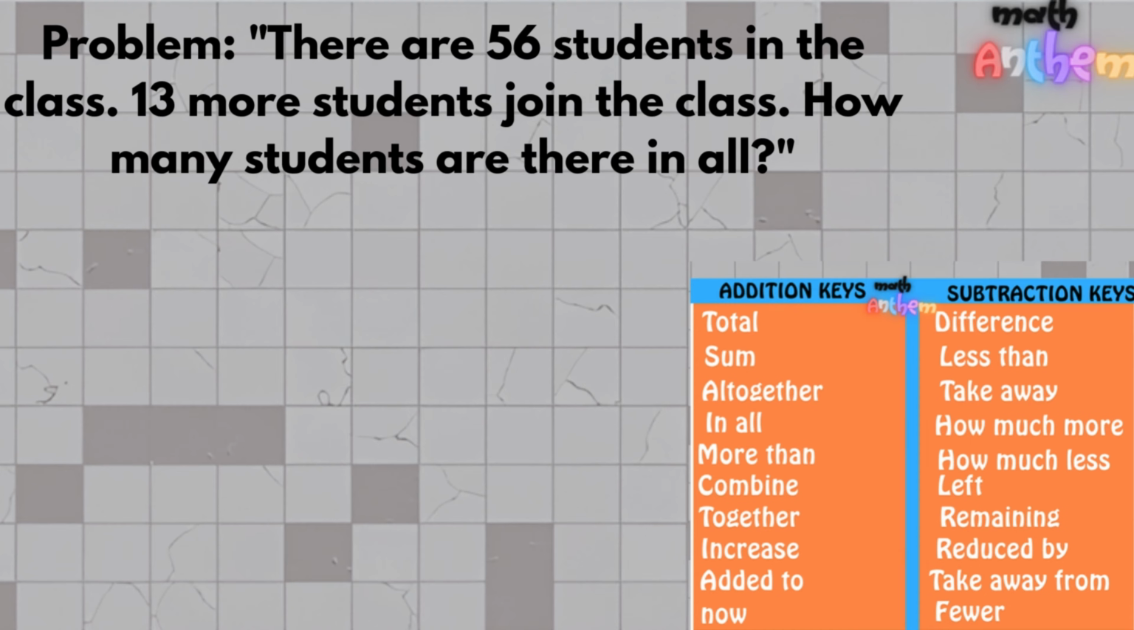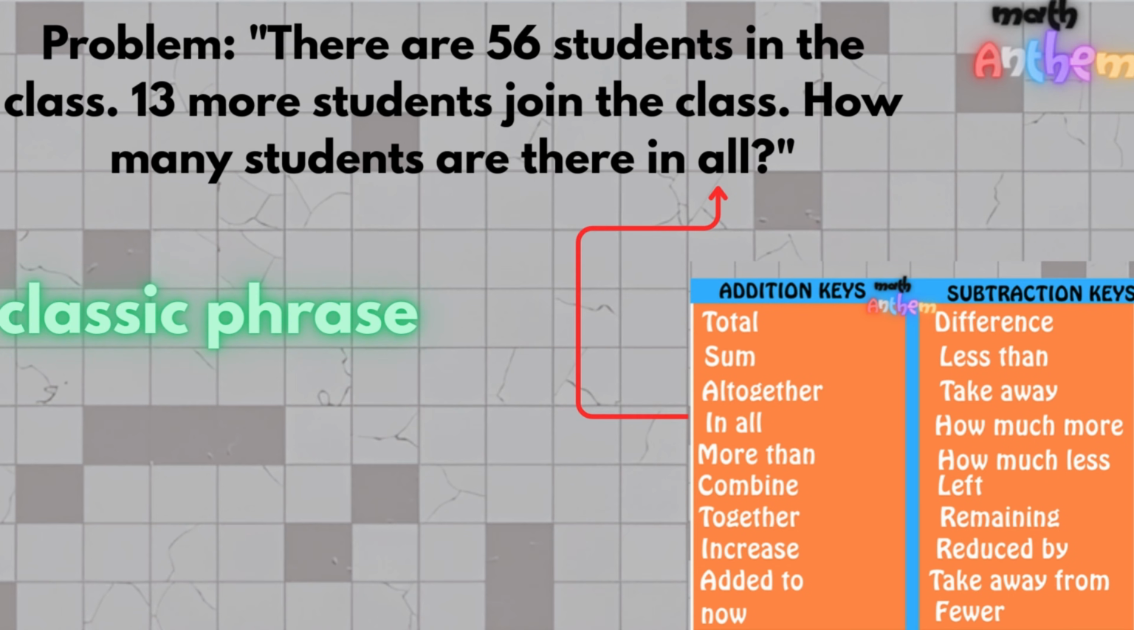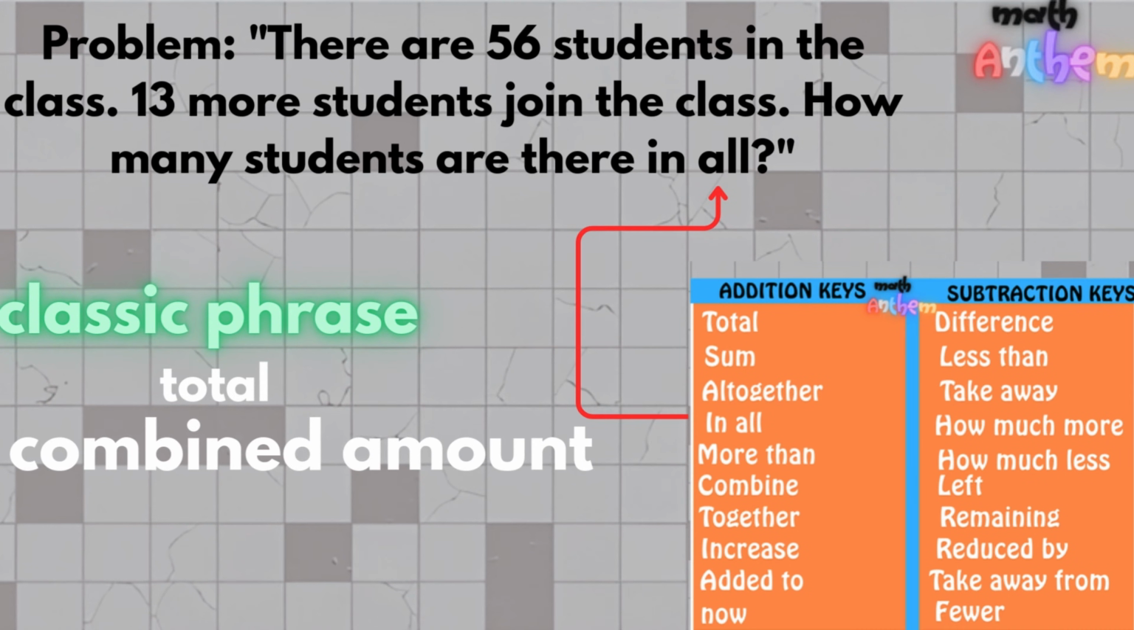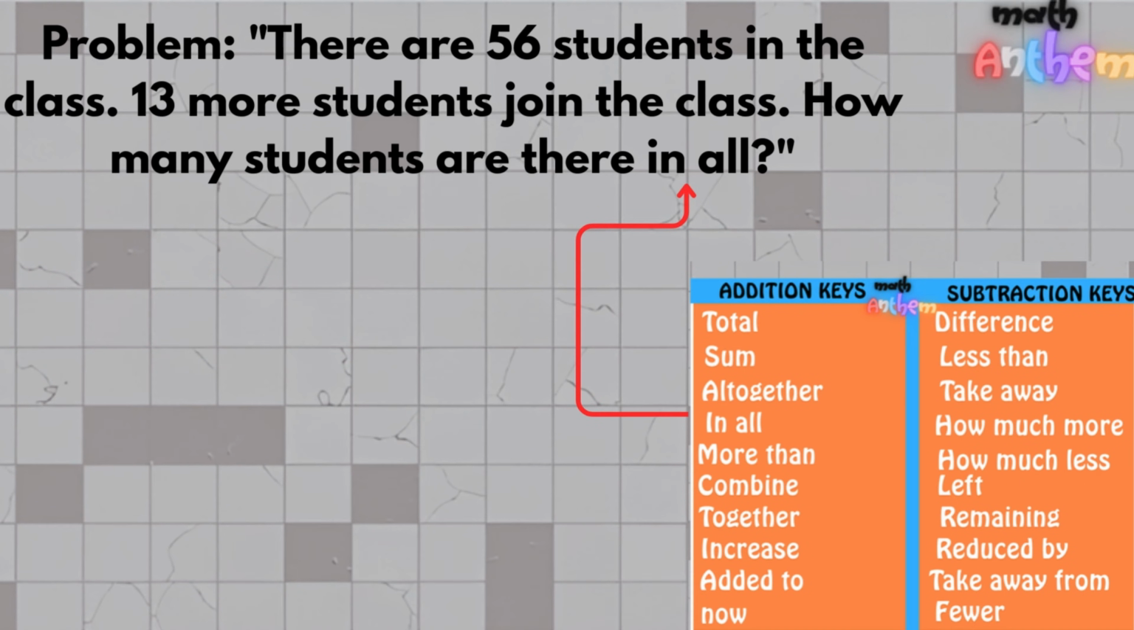Problem. There are 56 students in the class. 13 more students join the class. How many students are there in all? The keyword in all is a classic phrase that indicates we're looking for the total or combined amount. When we hear in all, it's a clear signal to add two quantities together.